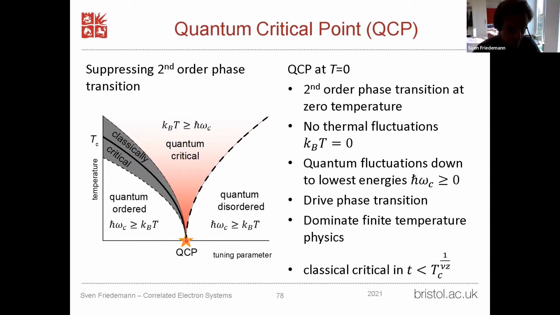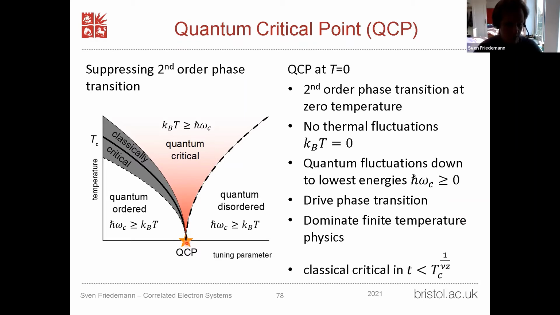This also means that because there is no energy cost, there's also no energy uncertainty, and by Heisenberg's uncertainty principle, that means that there will be the largest uncertainty in their lifetime, and hence you will have these fluctuations being long-lived. In fact, the correlation time diverges right at the quantum critical point.